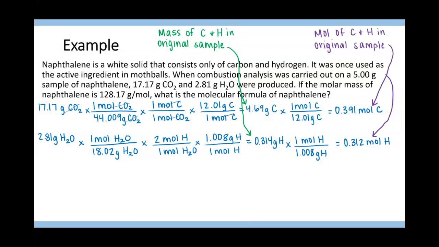So now that we have the moles of carbon and hydrogen, we can put together the empirical formula. C 0.391 and H 0.312. We have 2 decimals. We need to divide by the lowest number. So divide by 0.312. And this provides C1.25H1.